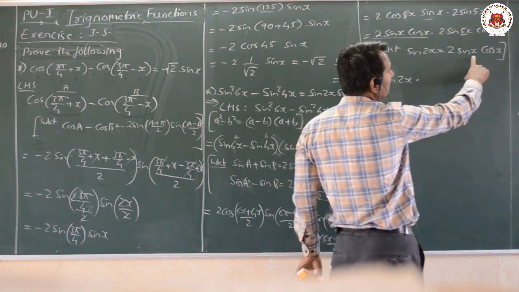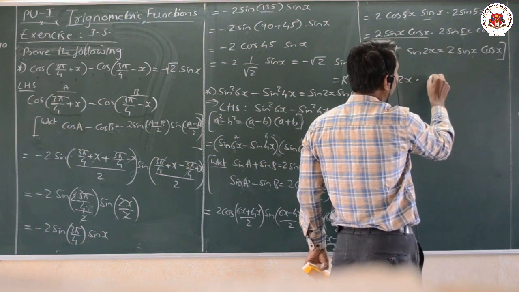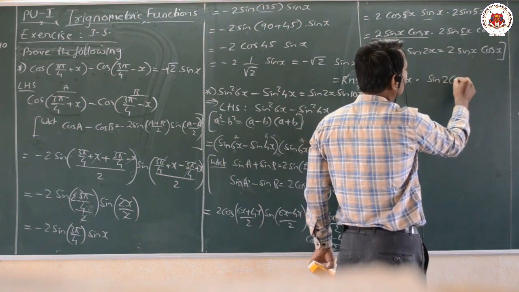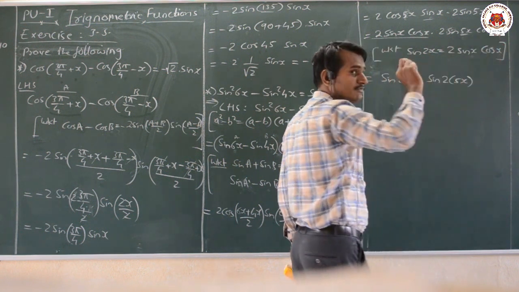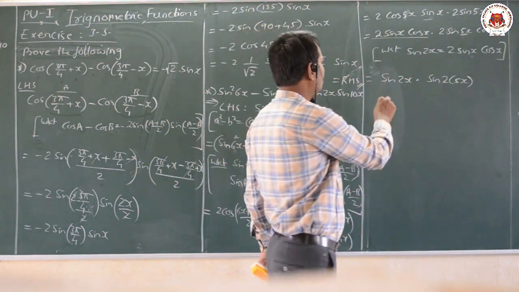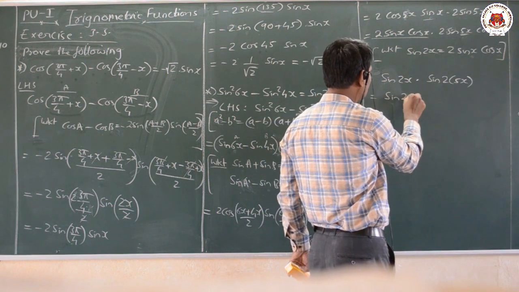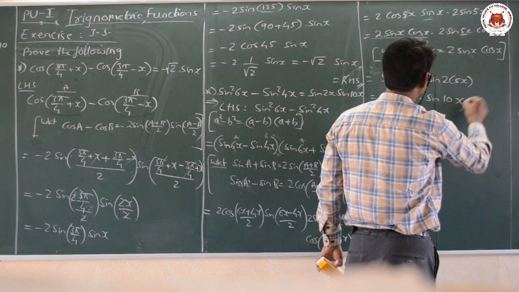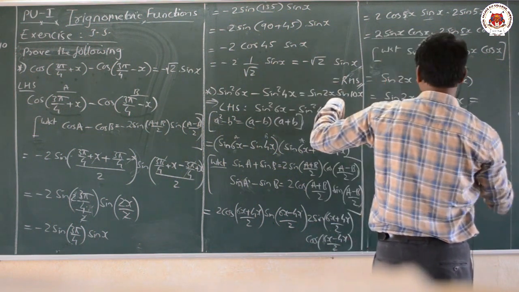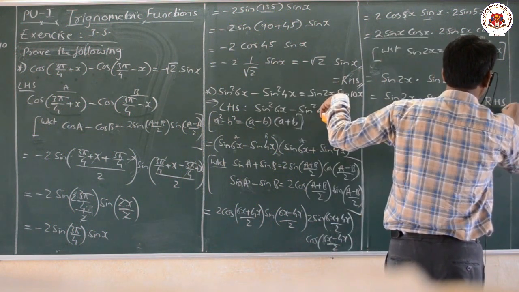That means in the place of x we are having 5x, everything is same, that is sin 2 into 5x. In the place of x we will write here 5x, very, very simple thing. That means here what I will get is sin 2x into sin of 10x, that is nothing but the required result, that is your RHS.